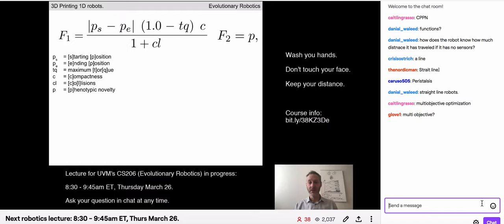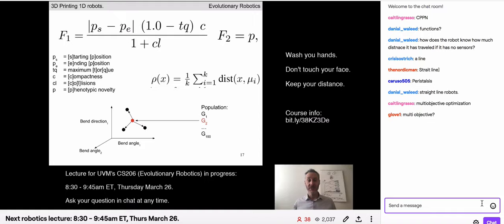Exactly. They're going to be using a multi-objective optimization algorithm here, or MOO. They're actually using BOO, a bi-objective optimization, because we have two objectives. Okay, so what is the second objective, P? P is this phenotypic novelty. Well, this actually should look similar to something we've seen before.